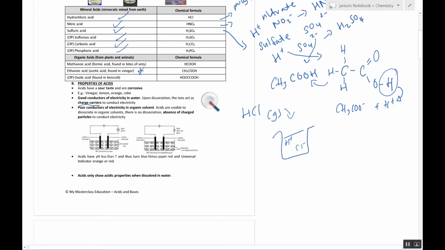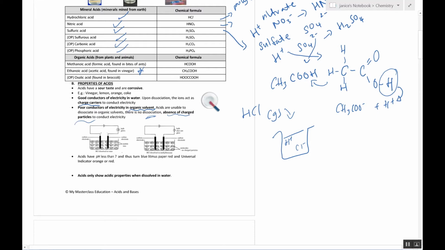Acids are also poor conductors in organic solvent. Being covalent, they cannot dissolve in organic solvent. Organic solvents are any names that you haven't seen before, for example methyl benzene. That's going to be an organic solvent. Why is it a poor conductor in the organic solvent? This is because, being a covalent compound, it cannot dissolve in the organic solvent. So there is no dissociation, and there are no charged particles to conduct electricity.